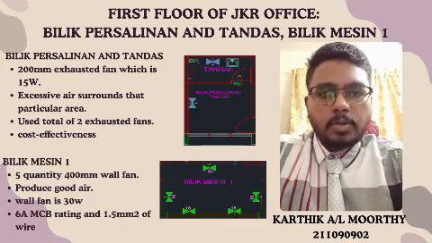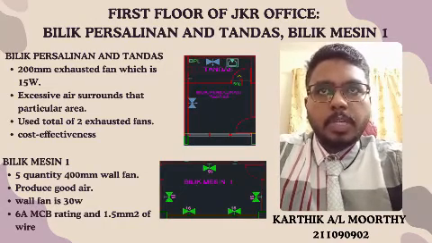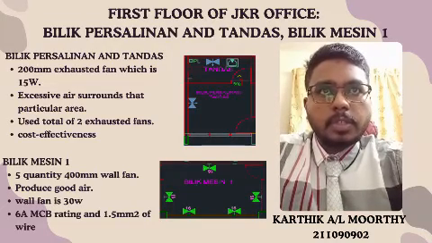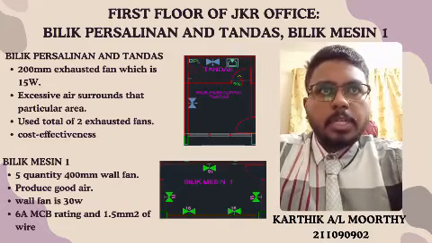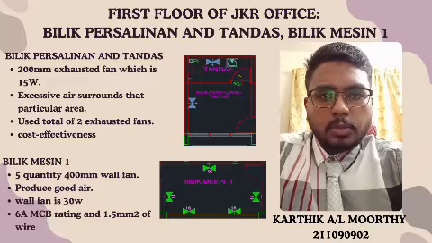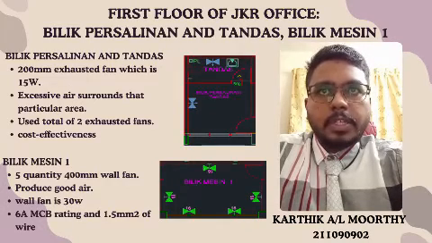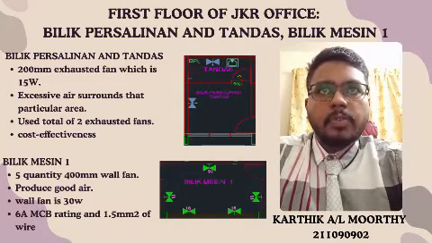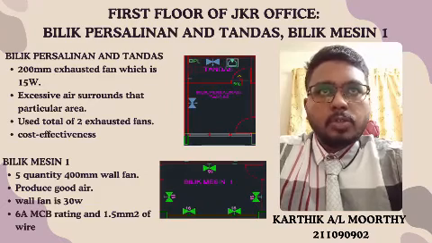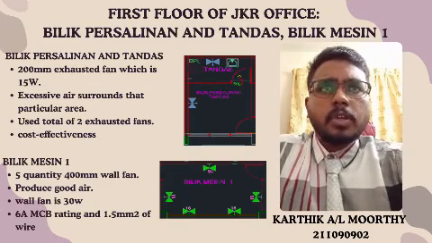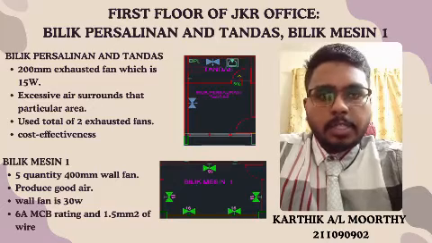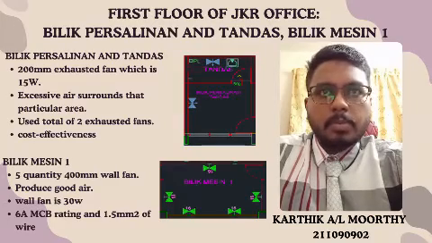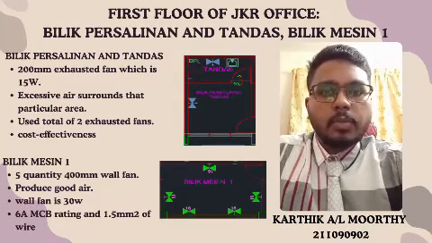The next is balance load for lighting. First example is Bilik Persalinan and Tandas. We install 200 mm exhaust fan which is 15 watt into the circuit. It can exhale the bad smell and produce good smell. We install a total of 2 exhaust fans in that area. And the next example is Bilik Mesin 1. We use a total of 5 quantity 400 mm wall fans in that area. Ensure produce good air to the room. For all the examples given at the balance load light, we use 6 ampere MCB rating and 1.5 mm square of wire for installing the exhaust fan and wall fan.